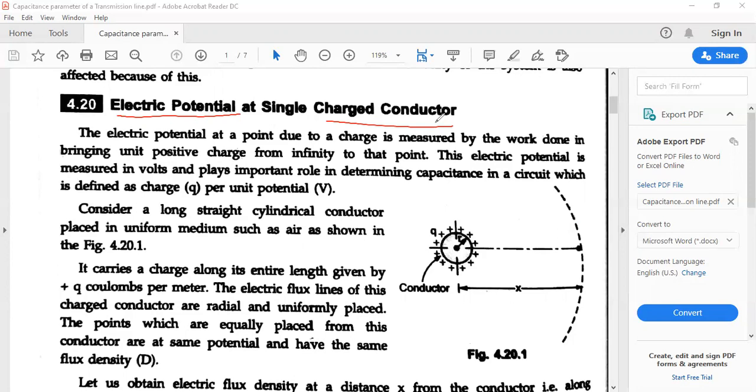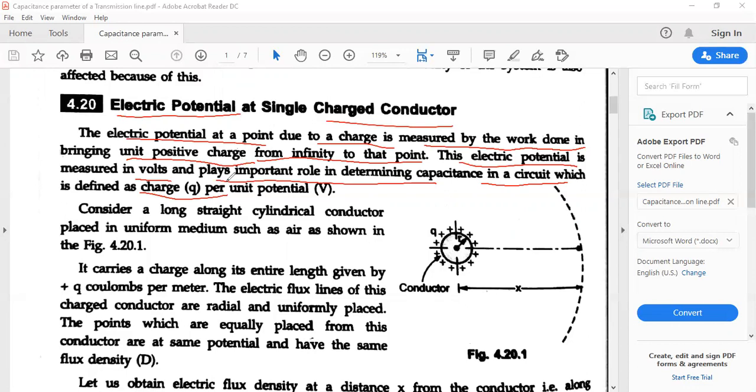Electric potential at a point due to a charge is a measure of the work done in bringing a unit positive charge from infinity to that point. This electric potential is measured in volts and plays an important role in determining the capacitance in a circuit, which is defined as charge per unit potential. So this is how we can define the capacitance of a conductor: charge per unit value of the potential present there.